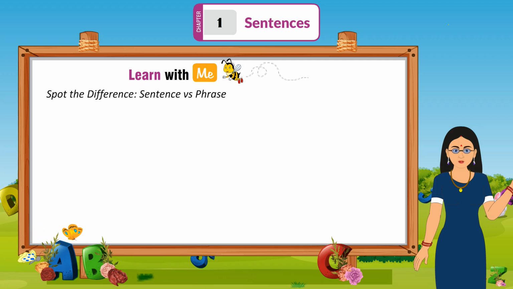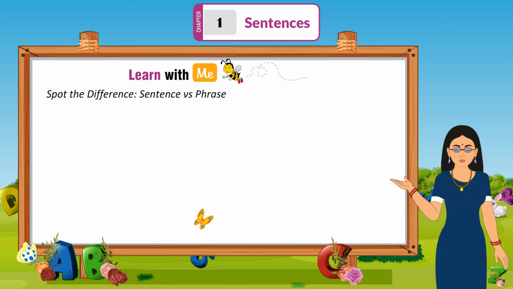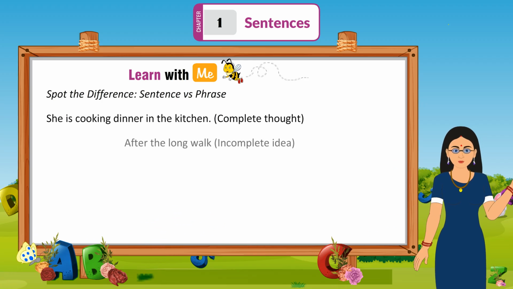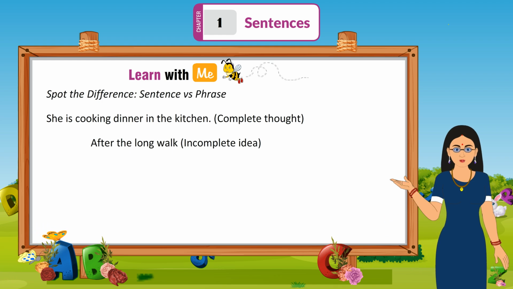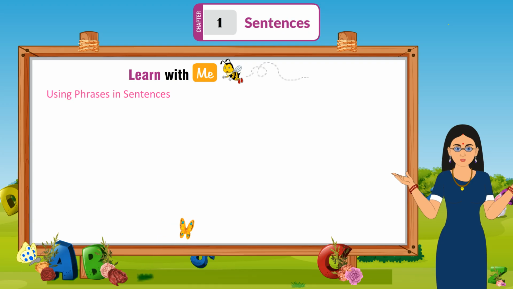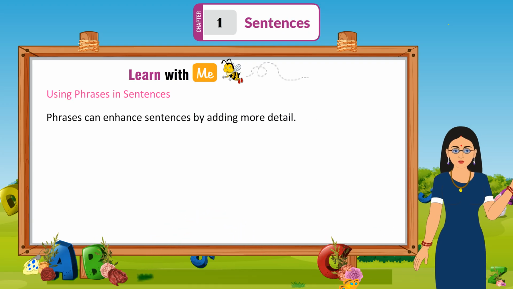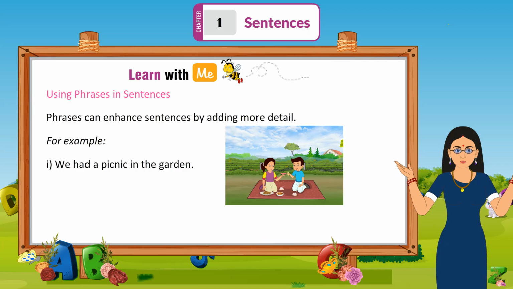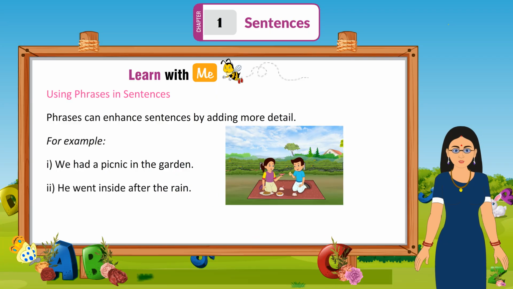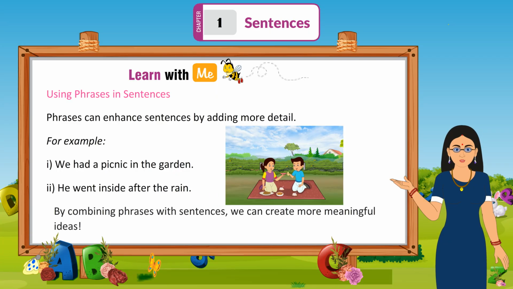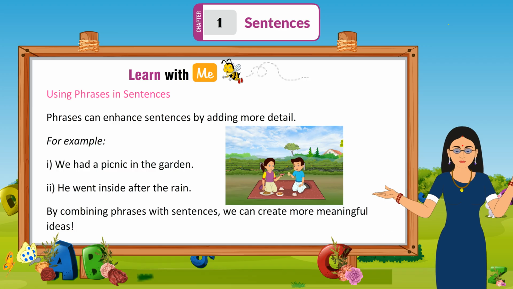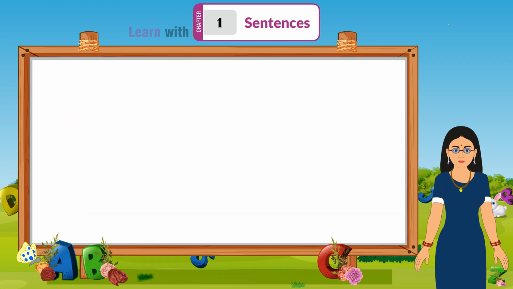Spot the difference: sentence versus phrase. She is cooking dinner in the kitchen. Complete thought. After the long walk. Incomplete idea. Using phrases in sentences. Phrases can enhance sentences by adding more detail. For example, we had a picnic in the garden. He went inside after the rain. By combining phrases with sentences, we can create more meaningful ideas.